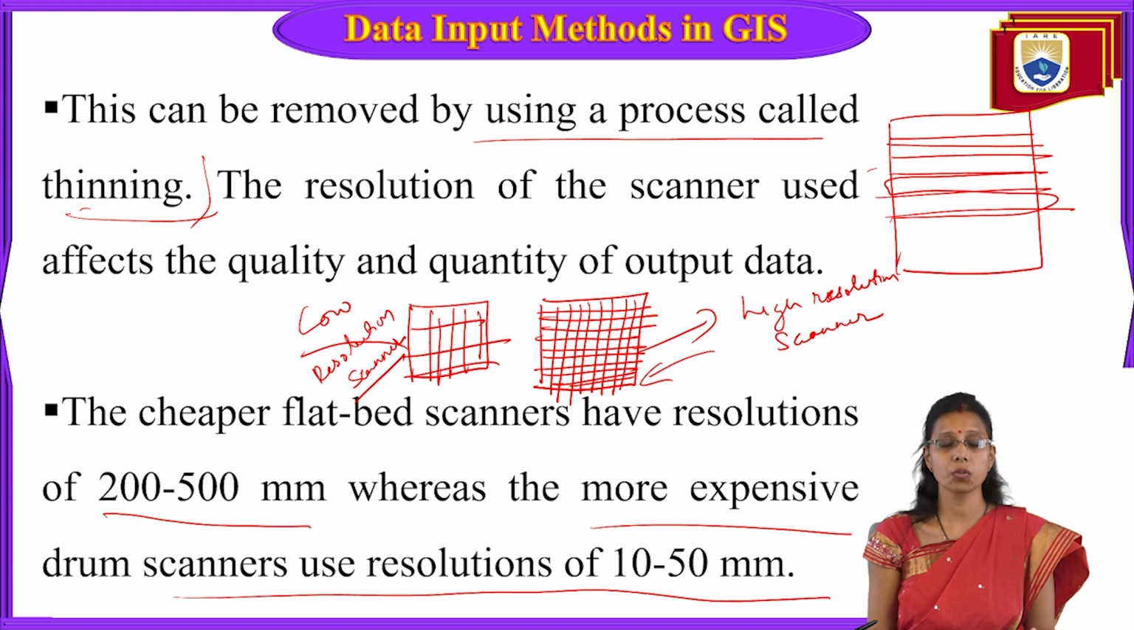Or else, if we exclude these two, we go with the automatic digitizing process, that is scanning. If you directly click a picture, it is converted to digital format. If you click a picture through a camera, a cell phone, or any device which can capture an image, all that information can be captured and converted into digital format. So these are the different methods. I hope you understood how we can input the data in the GIS process.